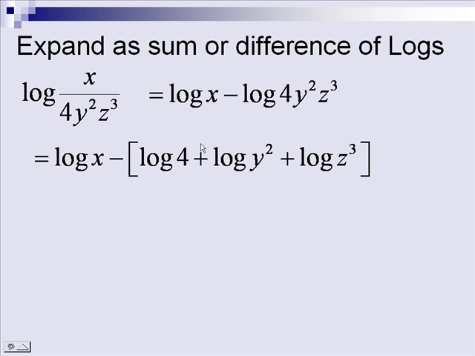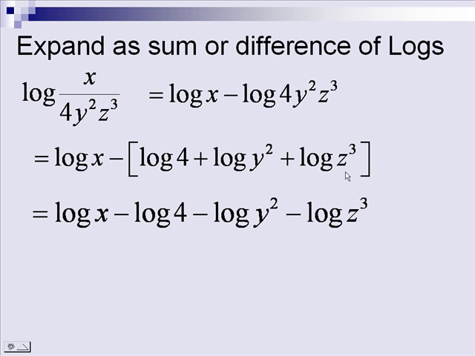A key to this is that you do have to put big brackets around any log that you're separating, especially if there's a negative in front. So we get the log of x and then minus this whole expanded form of that other log. Expanding this out, there's multiplication between the 4 and the y squared and between the y squared and the z cubed. So this now becomes log 4 plus log y squared plus log z cubed. All of that is being subtracted from the other log. So that's a key step right there. And now if you'll notice, I can distribute the negative and I get log x minus log 4 minus log y squared minus log z cubed.